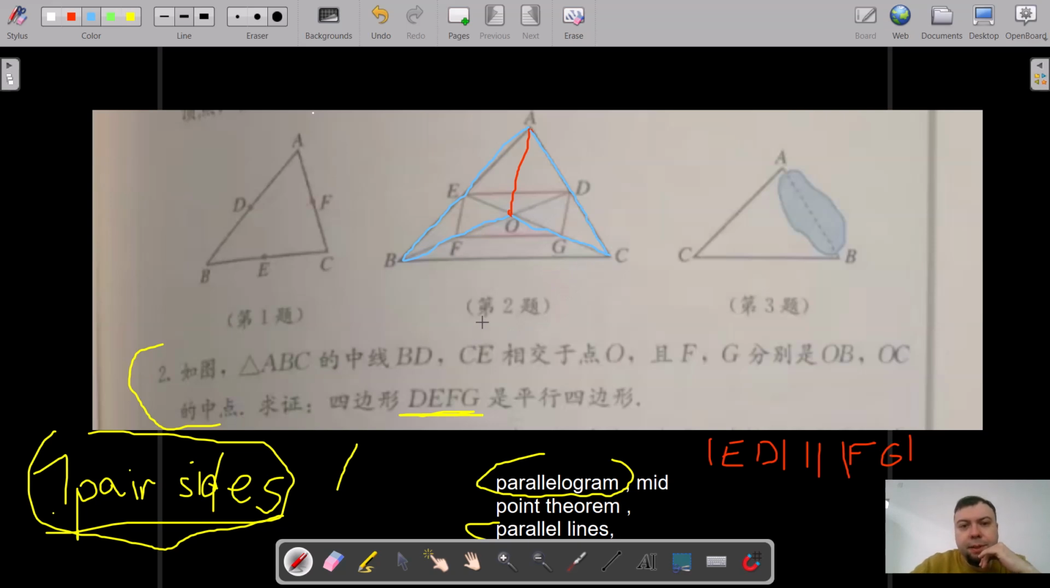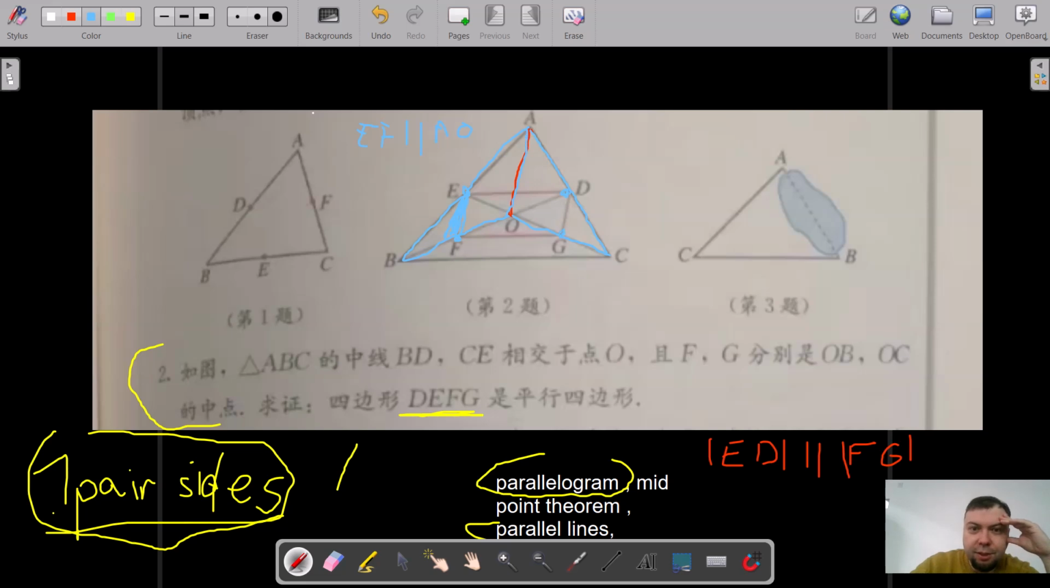You can see that point E and F, it's also a midpoint. This is a line segment which is parallel to AO. EF is parallel to AO according to the midpoint theorem. So this line, one side of our quadrilateral, is parallel to that side, and the same is with points D and G.